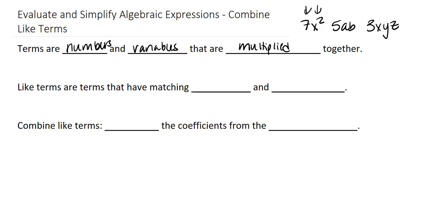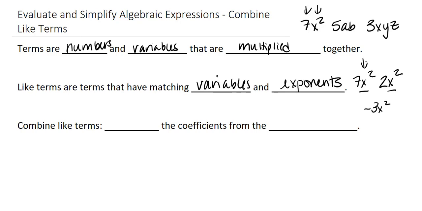Now, like terms are terms that have matching variables and exponents. And why we need to have like terms, so this is 7x squared. Then we also have to have another one that's x squared. Or it could be negative 3x squared.